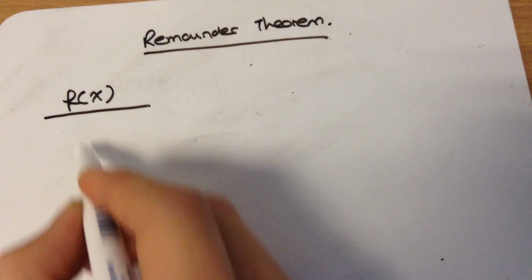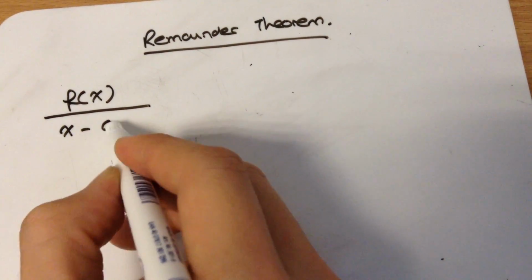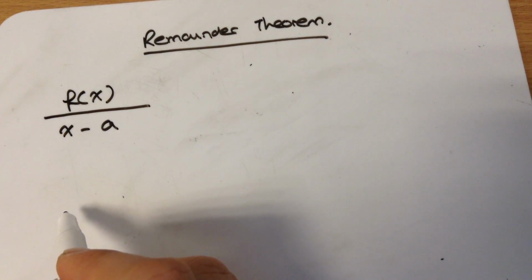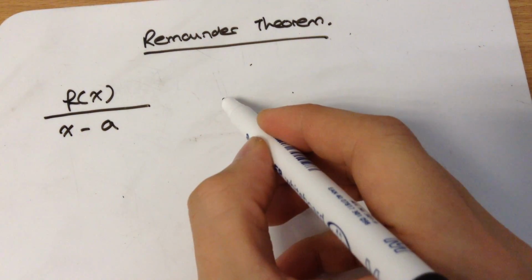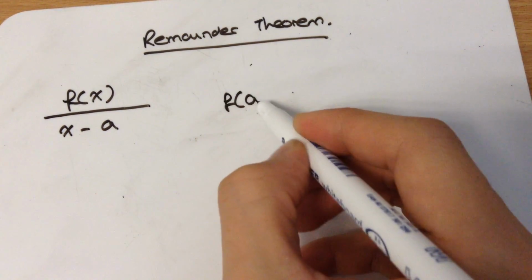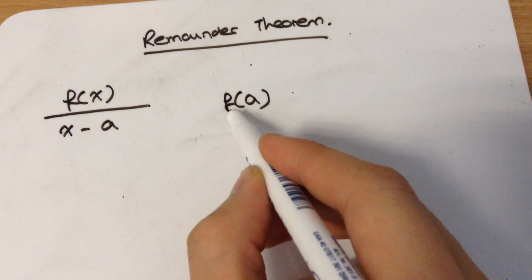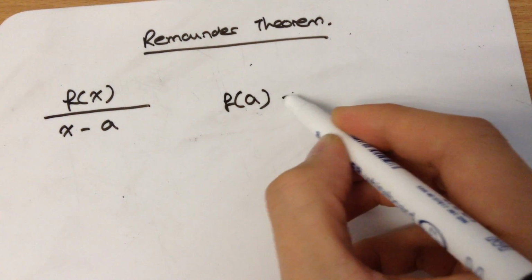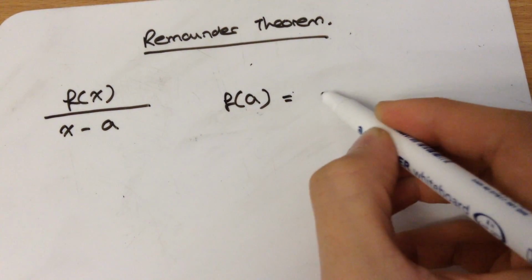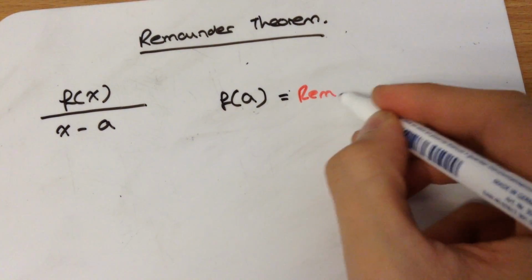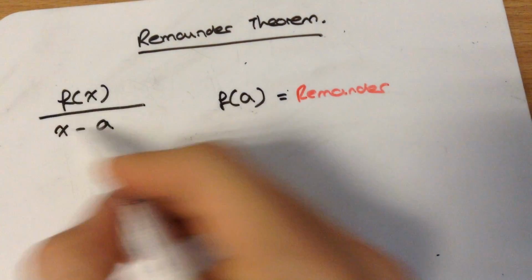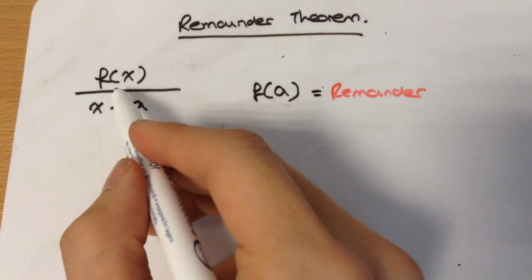What you do is when you have an equation, a polynomial, divided by a factor that is x minus a, if you replace the x with a in your equation on top, whatever comes out as your answer will just be your remainder for this division. Okay?